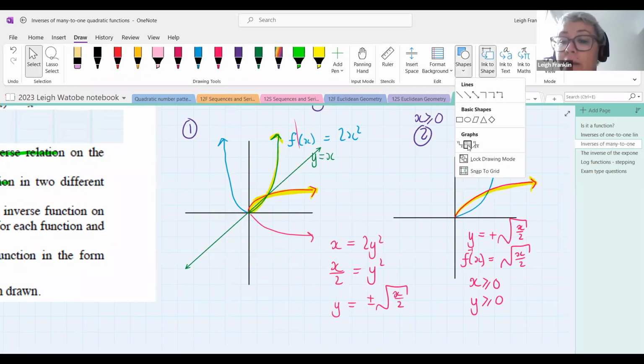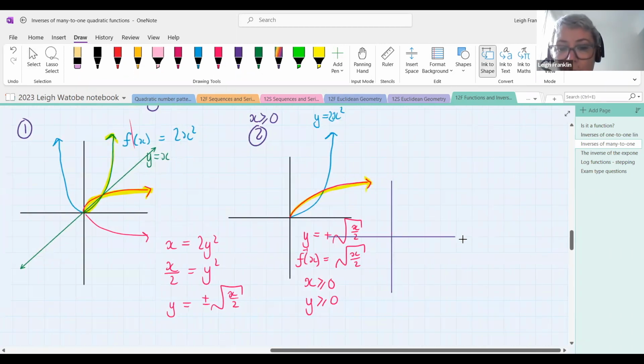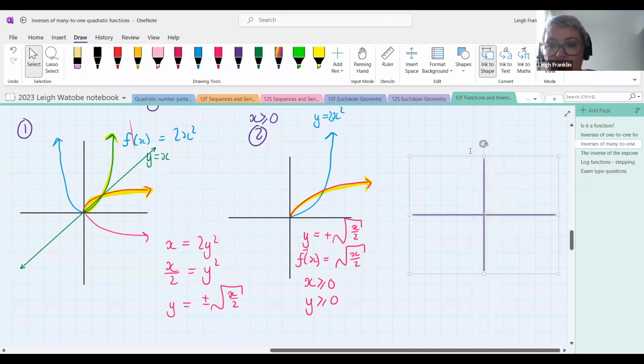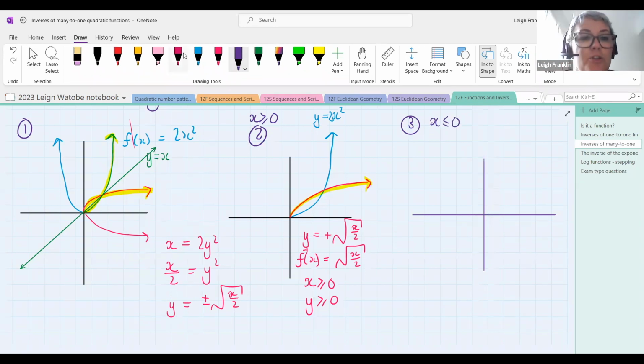So let's grab another one, push this over, and move it up here. Then at least we've got all three of them sitting next to one another, and we can make a nice comparison between them. All right, so now this is number 3. Here, we're going to look at where x is negative. Let's get a different color. Now we're talking about the green bit. So now we're restricting the domain to where x is negative.